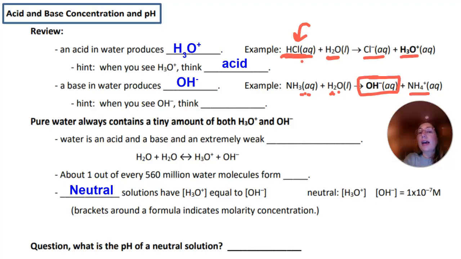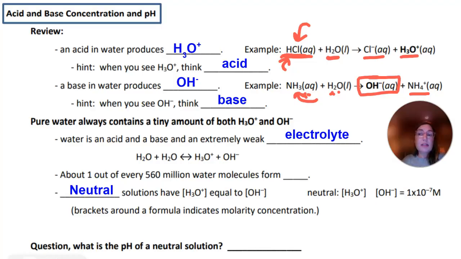So the acid here gave up its H plus to water. The base here gets an H plus from water. Okay, so hint, when you see hydroxide, think base. So H3O+, hydronium, acid, OH-, hydroxide, base. But pure water always contains a tiny amount of both hydronium and hydroxide. Water is an acid and a base, and it's an extremely weak electrolyte. So, it has these ions in solution.